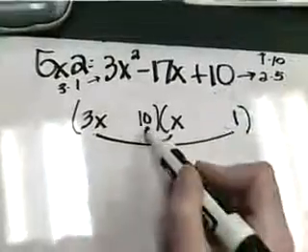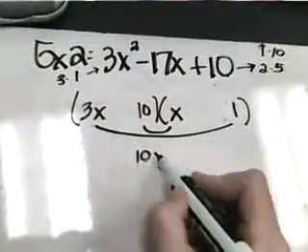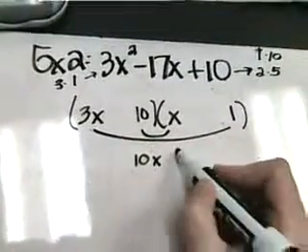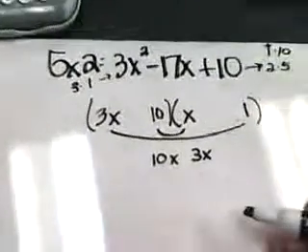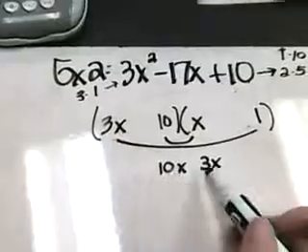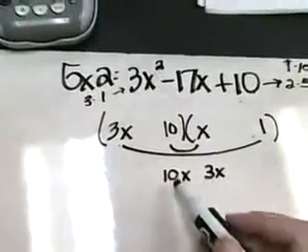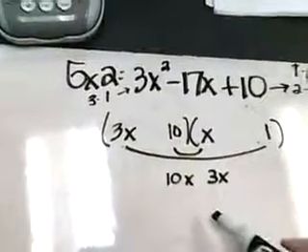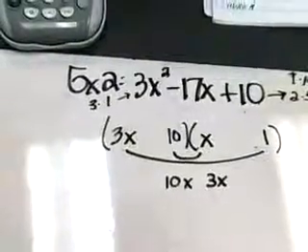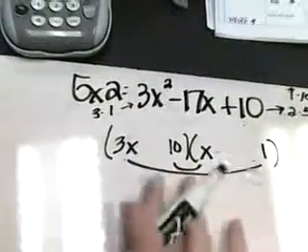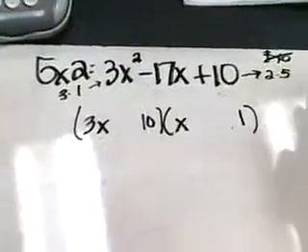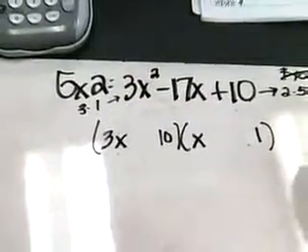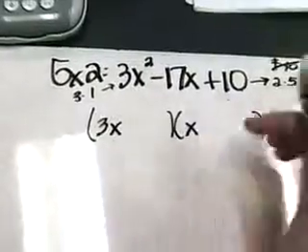Now, before I rule 1 and 10 out, let's change their order. So now, the middles give me 10x, and the outsides give me 3x. Can I get negative 17 now? No, because 10 plus 3 is 13, and 10 minus 3 is 7. Neither one is 17. Now I can say I've tried 1 and 10 in both orders, neither one works. So let's try 2 and 5 now.